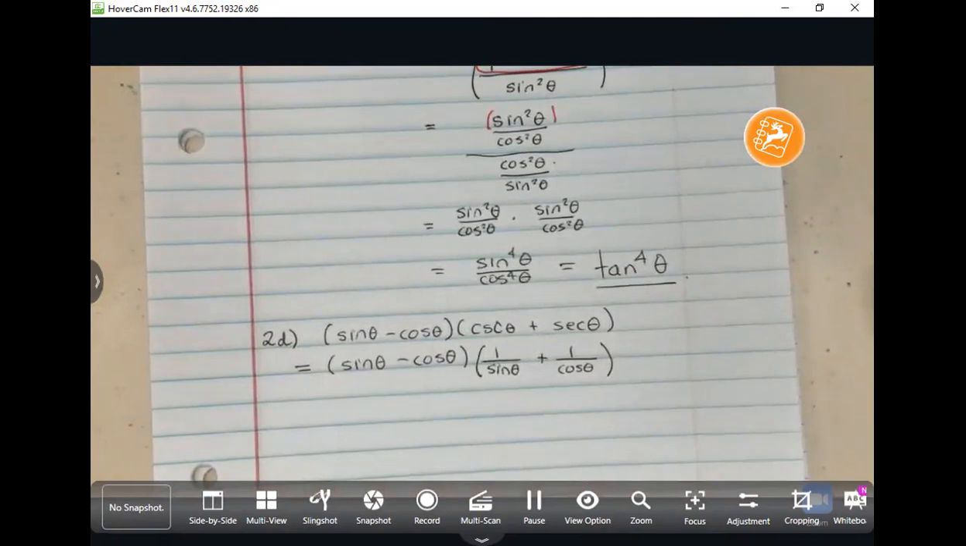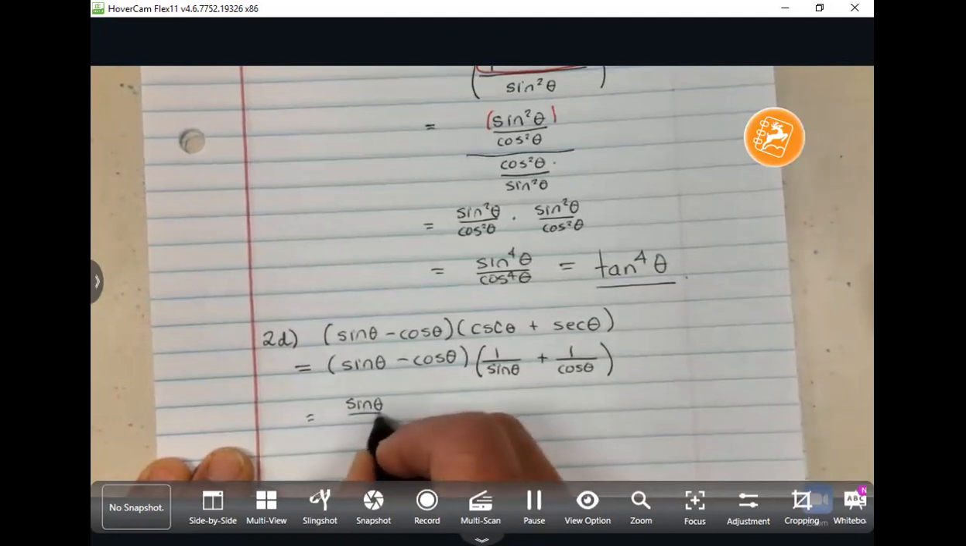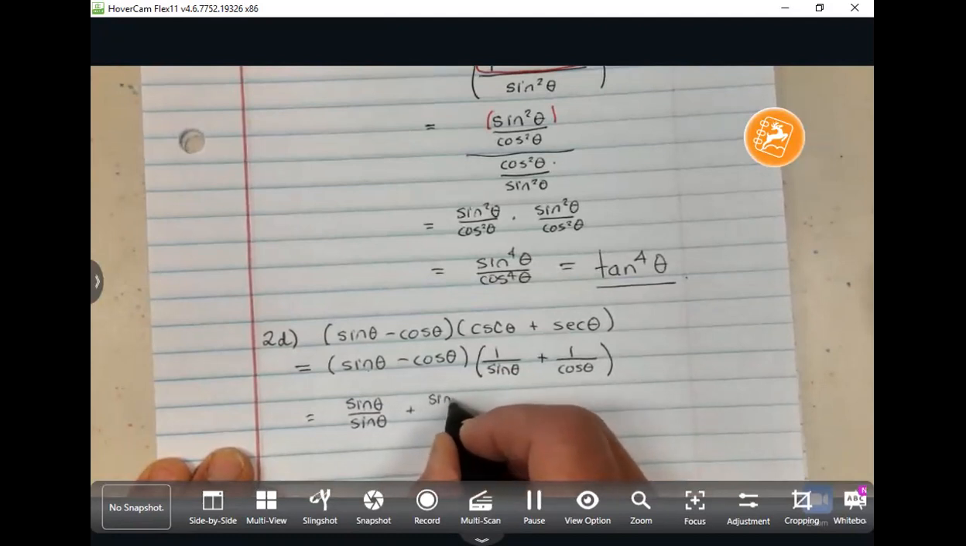And now we're going to multiply it out. I'm going to take the sine of theta and multiply it with both of those. Then I'm going to take minus the cosine of theta and multiply it with both of those. So first, sine of theta times 1 over sine of theta gives me sine of theta over the sine of theta. Sine of theta times 1 over cosine of theta gives me sine theta over cosine theta.